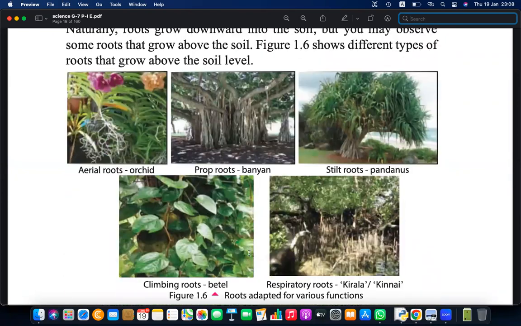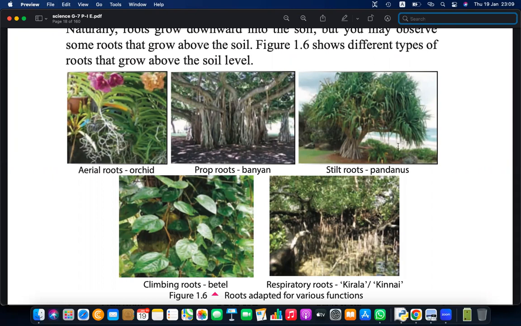Other than the taproot and fibrous root, there are some other root systems that we can see. These are aerial roots in orchid and prop roots in banyan plants. Prop roots come from the branches, and stilt roots come from the stem directly. Prop roots support the branches, and stilt roots support the stem.